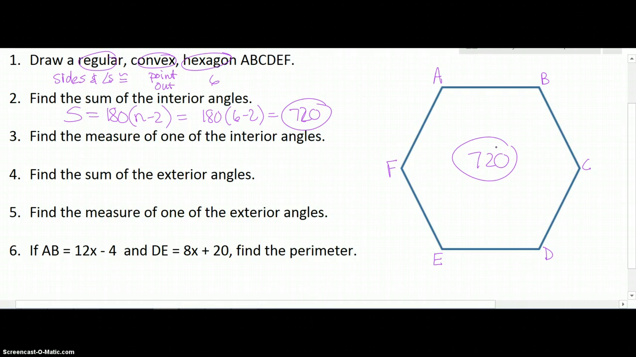So there's 720 total degrees in here. Kind of like a triangle has a total of 180 degrees, a quadrilateral has a total of 360 degrees, and a hexagon has a total of 720 degrees.